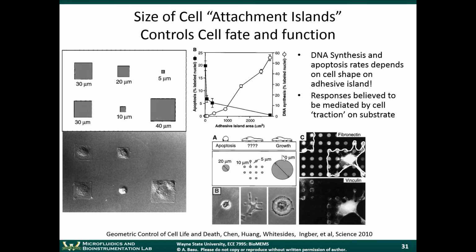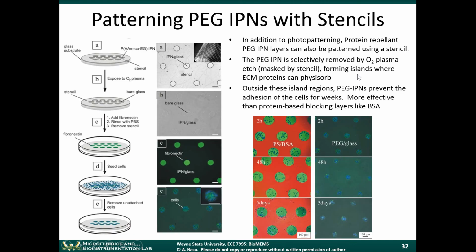And then we talked about some of the interesting biology that you could do with this stuff. The fact that cells that are on islands that are smaller than the cell, if the cell is not able to spread out properly, the cell will basically commit suicide. It will undergo apoptosis.